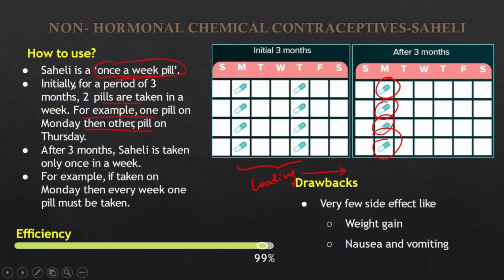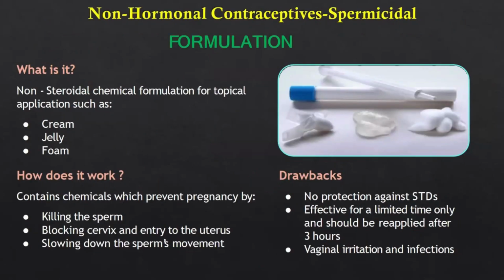Okay. After that, it is followed with one pill in a week. What are the drawbacks? The weight gain, nausea, and vomiting. These are the common drawbacks for every drug. Remember, these are side effects or drawbacks. For the theoretical exam, you need to write these things. So weight gain, nausea, vomiting, these are the common things. Efficiency is 99%.